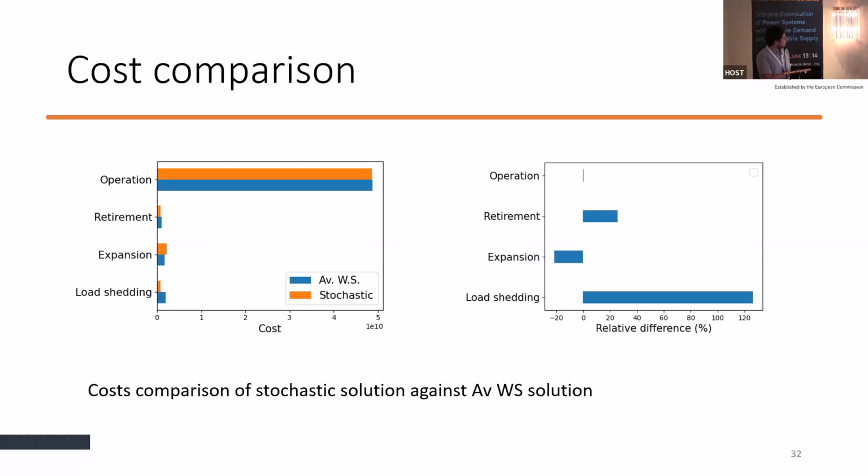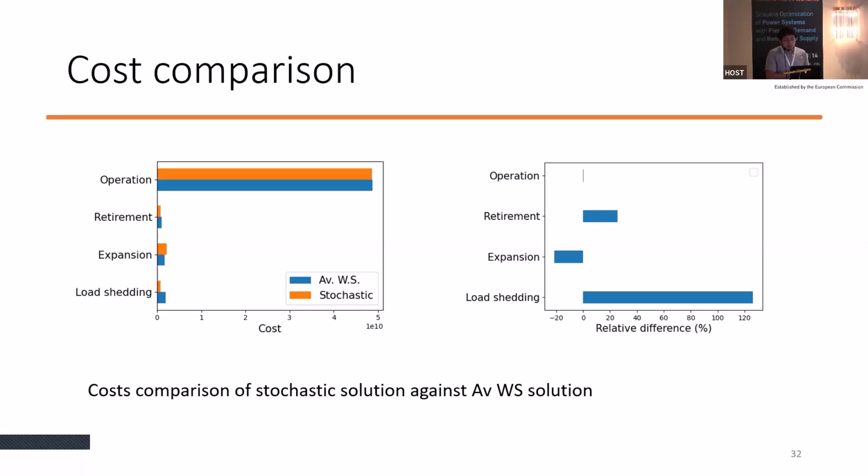And in fact, if we now take a look at the panel on the right, we see the relative difference between these quantities. What we observe is that in terms of load shedding, there is actually quite a huge difference between these two solutions. In terms of load shedding, we see a difference of more than 120%.